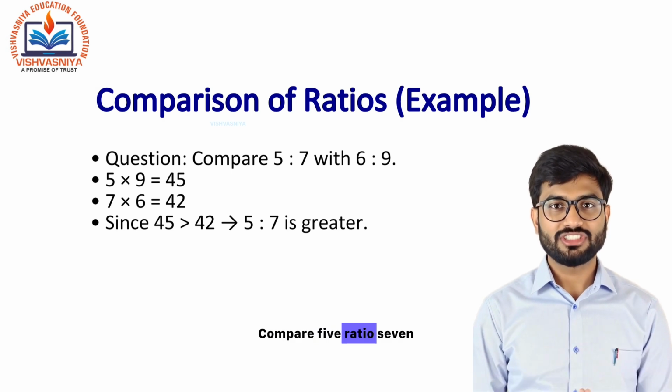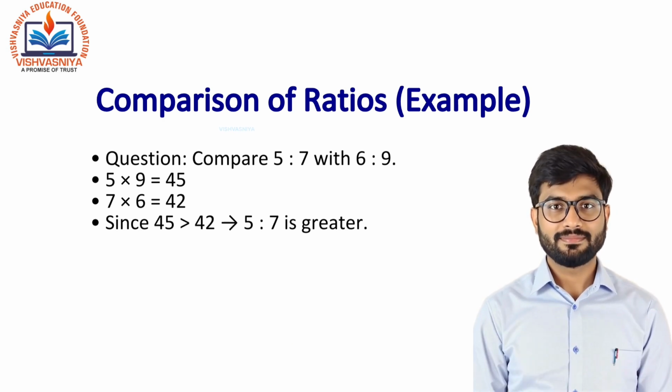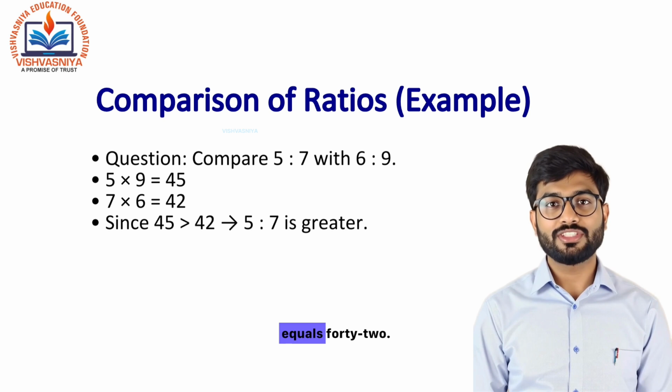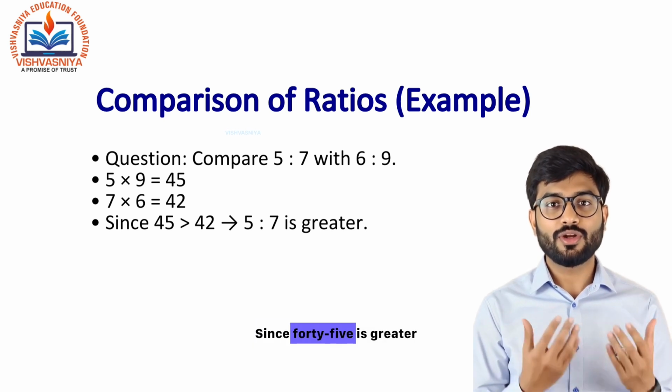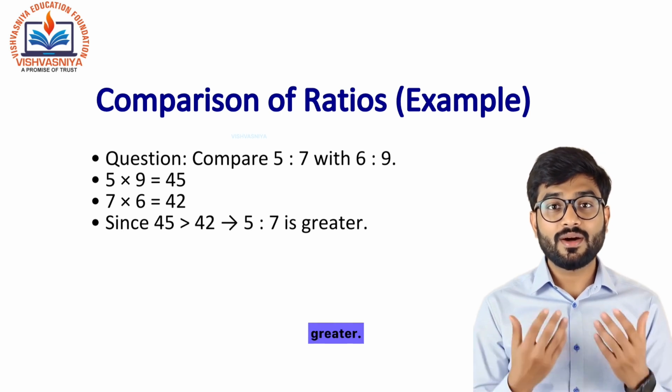Compare 5:7 with 6:9. 5 multiplied by 9 equals 45. 7 multiplied by 6 equals 42. Since 45 is greater than 42, the ratio 5:7 is greater.